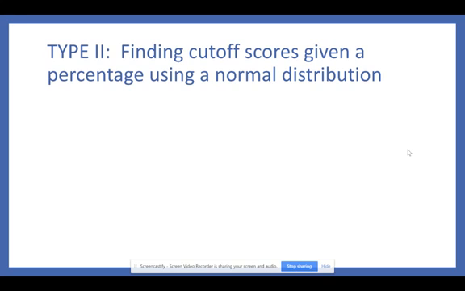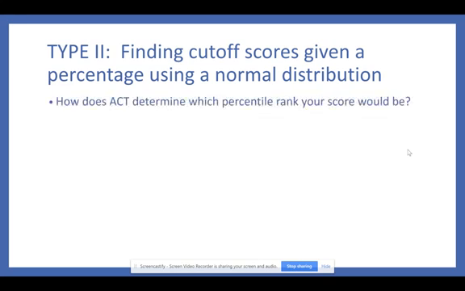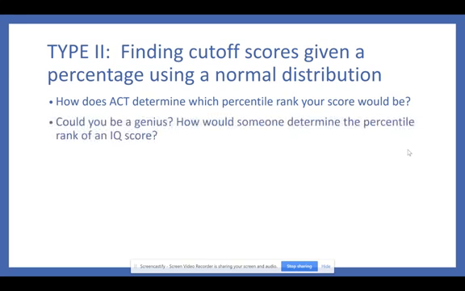The type 2 questions, we're finding the cutoff scores given a percentage using a normal distribution. Again, here you're kind of thinking about, how does the ACT determine your percentile rank? If you score 25 on the ACT, how do they know that you're in the 85th percentile? Could you be a genius? How would you determine the percentile rank of an IQ score? And that's kind of what this particular question is doing. It's coming up with those percentile ranks that you see on school reports and things.